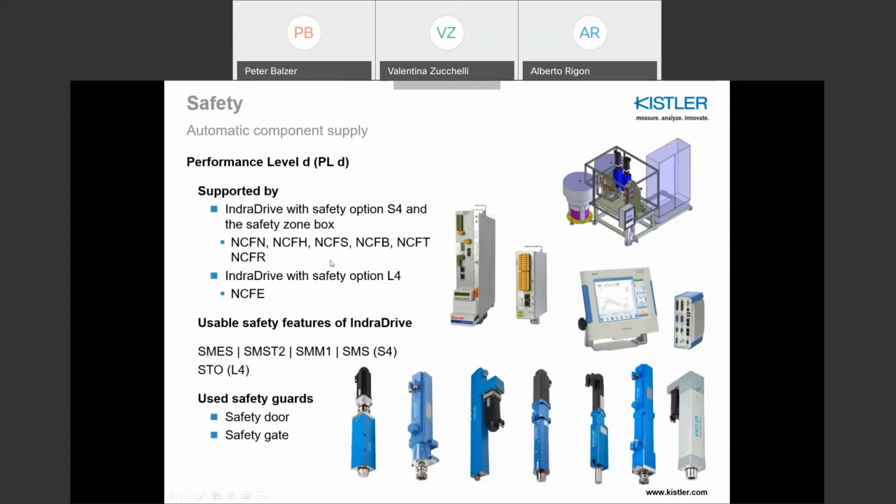Okay, so now we have an automatic component supply, and we should get a system which is covering performance level D. Here you see the whole system which you can use. You can use the IndraDrive C with safety option S4 and the safety zone box. And you can also use as a joining module the NCFN, the NCFH, NCFS, NCFB, NCFT, the NCFR. You can also use the IndraDrive Cs with the safety option L4, only STO, with the NCFE. And you can use these features and safety functions from the IndraDrive: SMES, SMSD2, SMM1, safe maximum speed, and also the STO, if you're using a safety door or a safety gate. So that's something for performance level D.